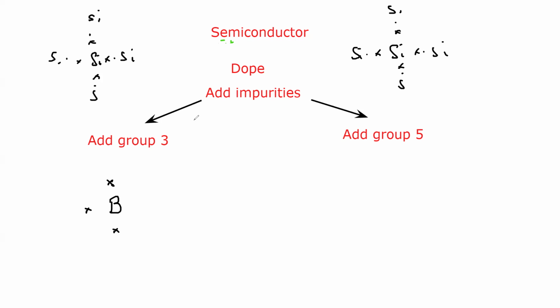So what will happen? What is the concept of doping? One of the silicon atoms is removed from the structure, and we add boron in its place. When we add boron, this silicon will form a bond with boron. This silicon will also form a bond with boron. And this silicon will form a bond with boron.